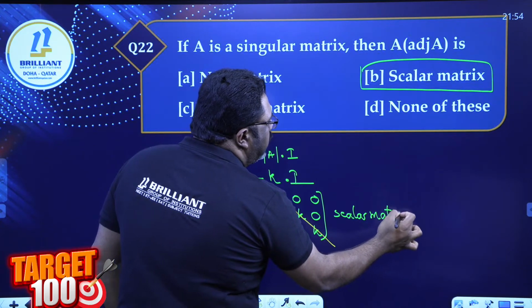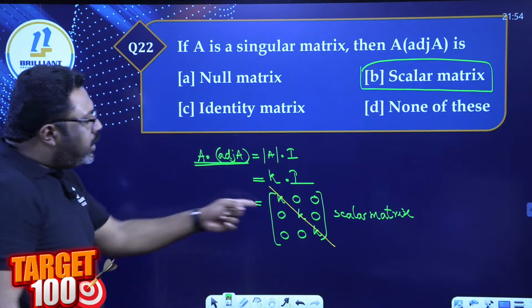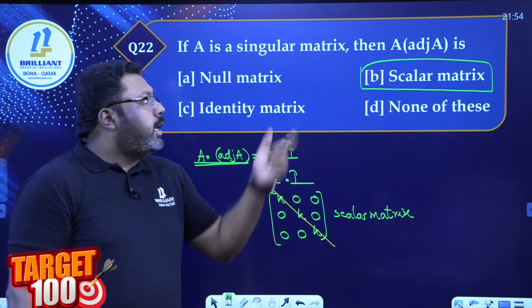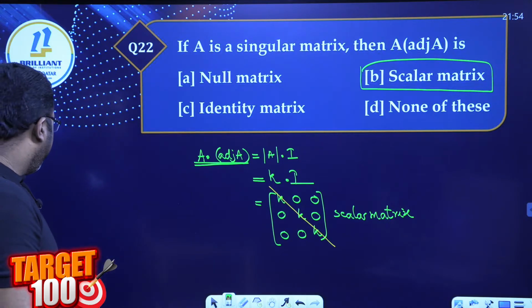So A into adjoint of A is always what? A into adjoint of A is always a scalar matrix. Good question. Keep in mind. Okay. Moving on.